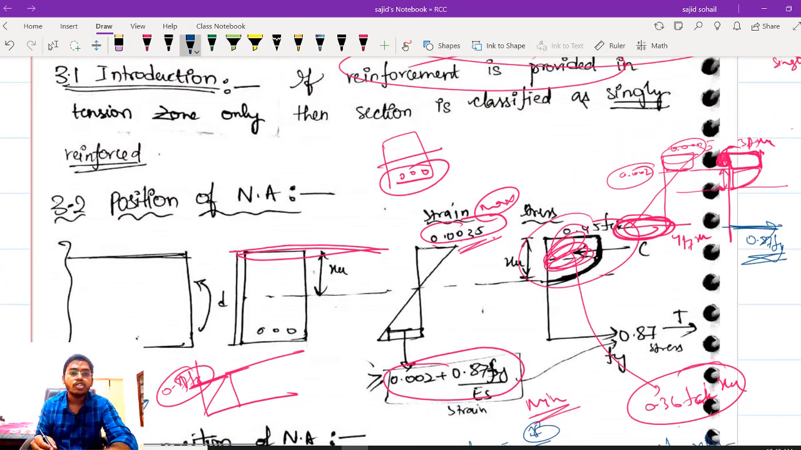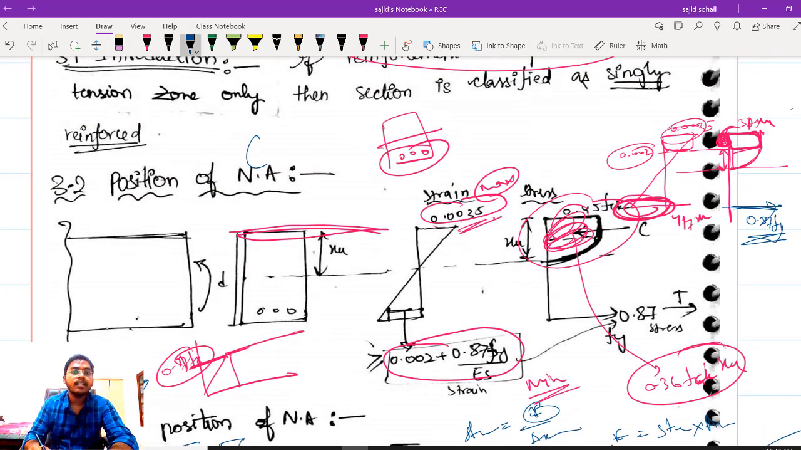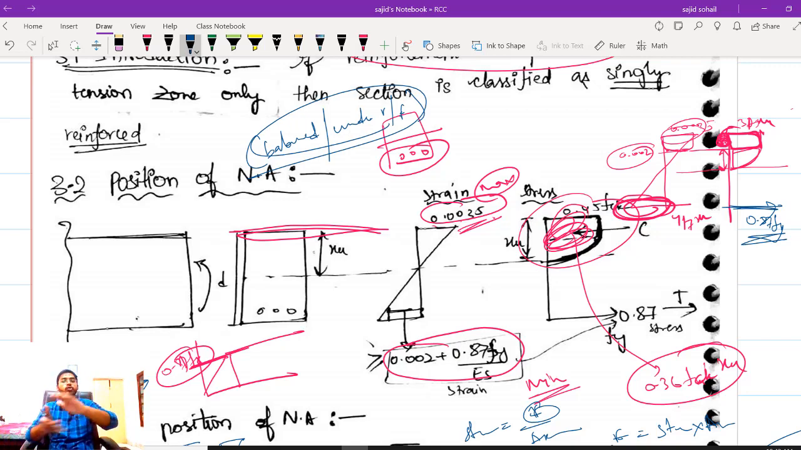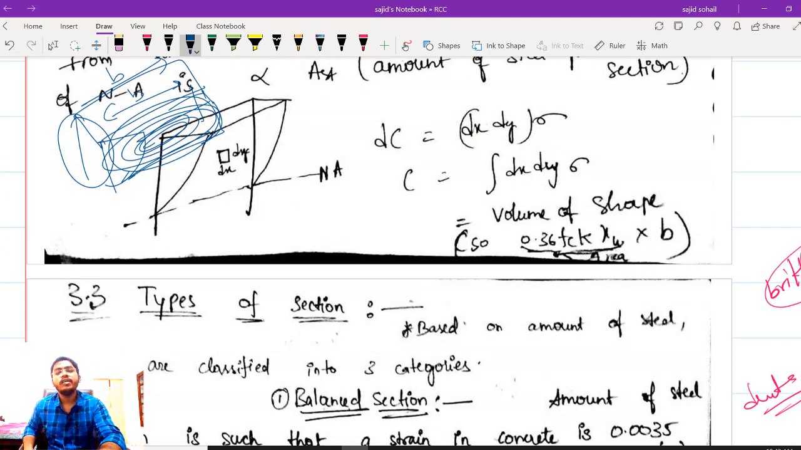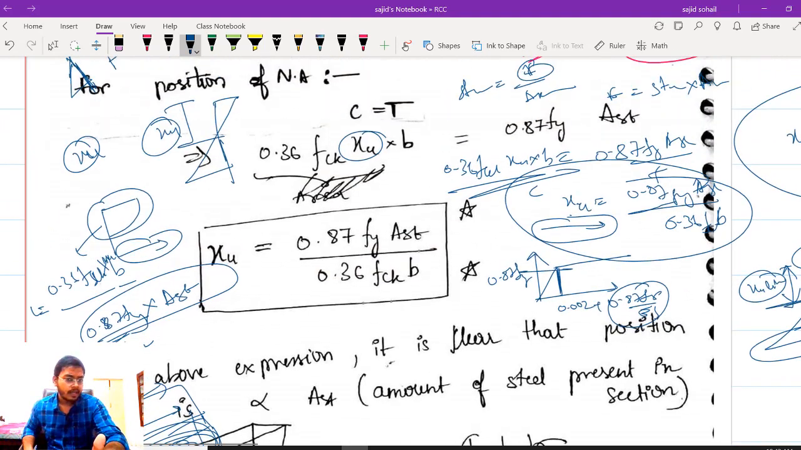Please make a correction. Position of neutral axis, write here clearly, balanced and under reinforced. Both cases you will be having the position of neutral axis here. Now you can ask me, sir, you have taught what happens here, but what about over reinforced?